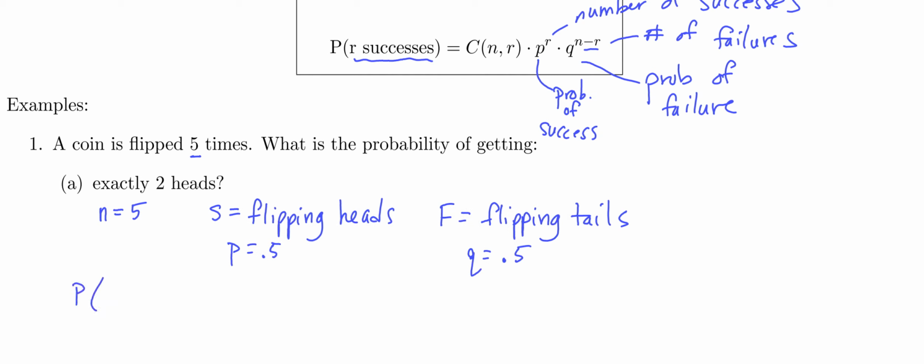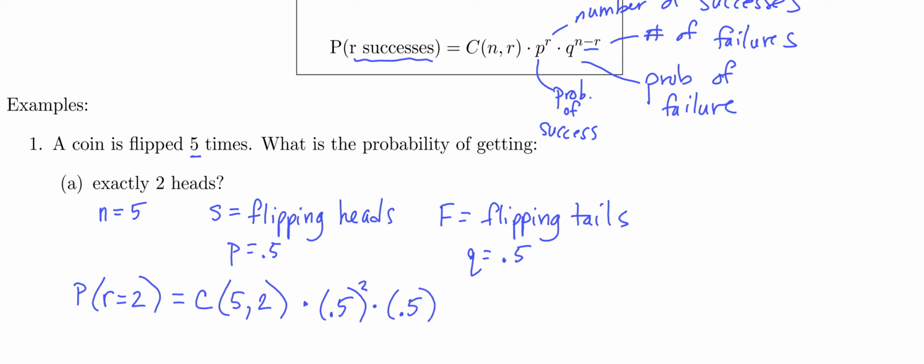And we are looking for the probability that r is equal to 2 because we're looking for the probability that we get exactly 2 heads, so 2 successes. So we have C, n is 5, r is 2, times P, which is 0.5, raised to the number of successes we're looking for, which is 2, times the probability of failure, 0.5, raised to the number of failures. If we are flipping a coin 5 times and we are getting 2 successes, then we get 5 minus 2 failures, or 3 failures.